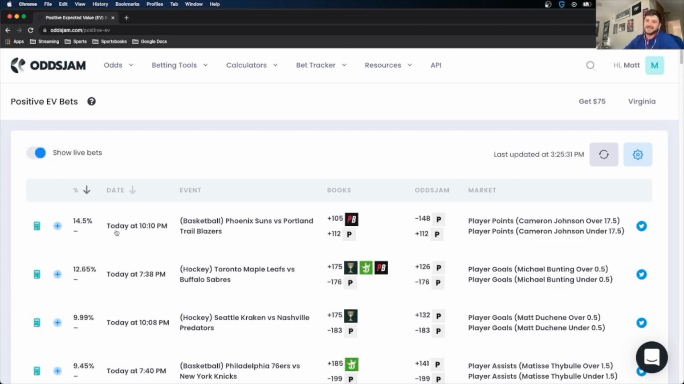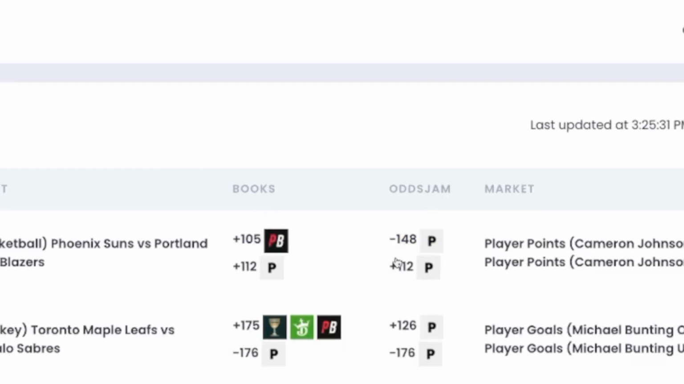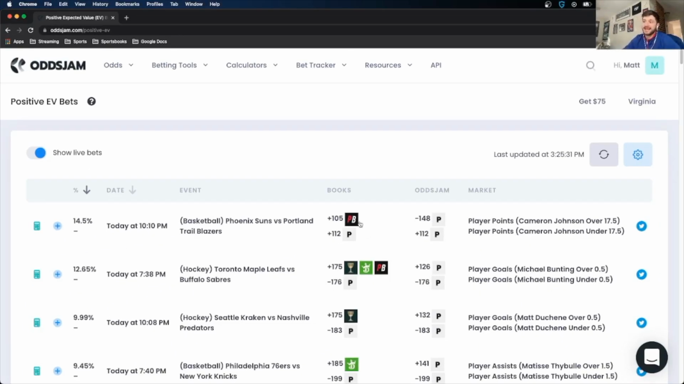So looks like the game is the Phoenix Suns versus the Portland Trailblazers. It is tonight at 10:10 p.m. And the market is a player prop. It is Cameron Johnson over 17.5 points. So the OddsJam perfect line prices that it should be priced at minus 148. That is what the OddsJam perfect line deems the true line to be for this market. It looks like we can get this bet at plus 105 on PointsBet. So there you see the massive gap between the OddsJam perfect line and what we're getting on PointsBet. That is why it has a 14% positive expected value.